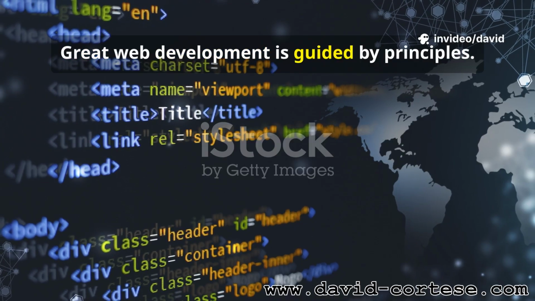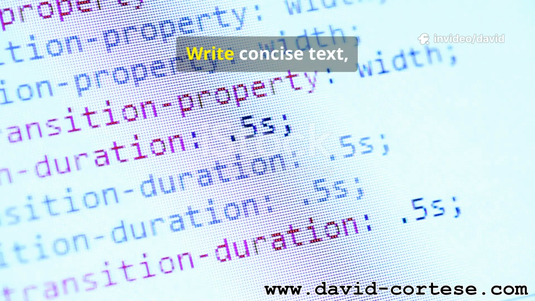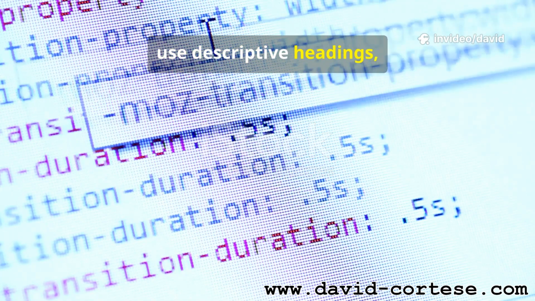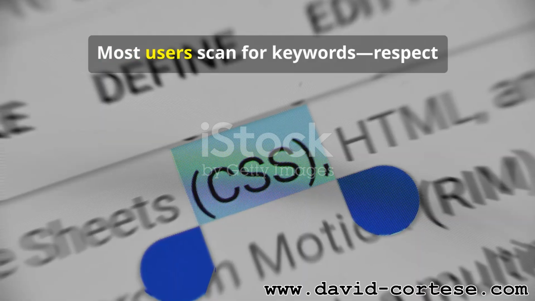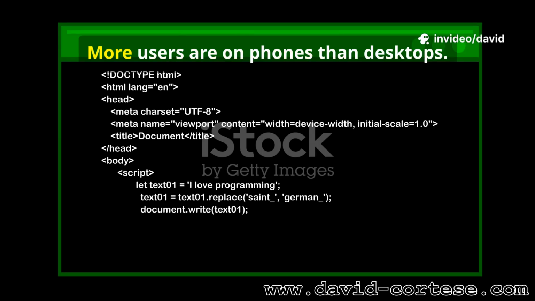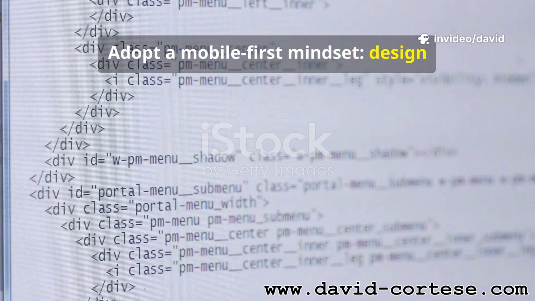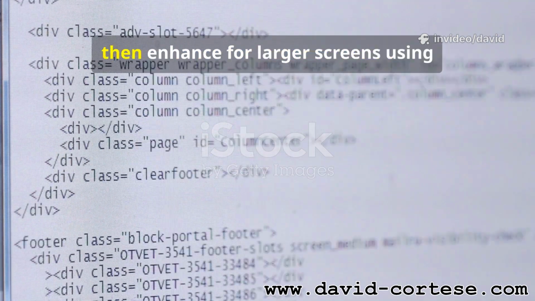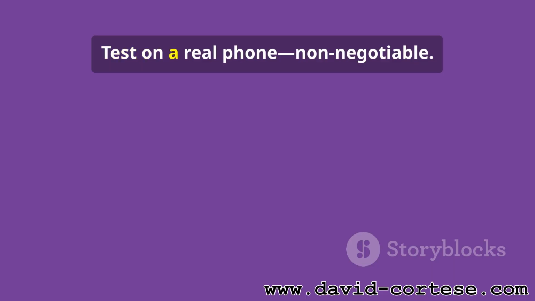Great web development is guided by principles. First, prioritize clear content. Write concise text, use descriptive headings, and break long passages into short, scannable paragraphs. Most users scan for keywords, respect their time. Design responsively. More users are on phones than desktops. Adopt a mobile-first mindset. Design the simplest phone layout first, then enhance for larger screens using flexible grids and media queries. Test on a real phone.